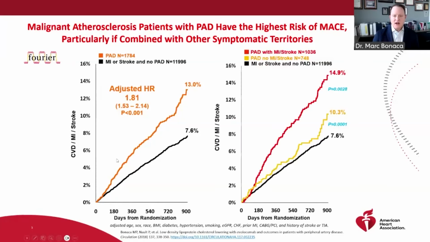But this risk is not the same for every patient with PAD. There's a subset of patients who have what's called polyvascular disease, so symptomatic disease in the legs and the coronary distribution, for example, and those are in the red. Those are the highest risk patients. But even those patients with PAD alone, with no coronary disease or cerebrovascular disease, are at higher risk of MACE than patients who've had a prior MI or a prior stroke.